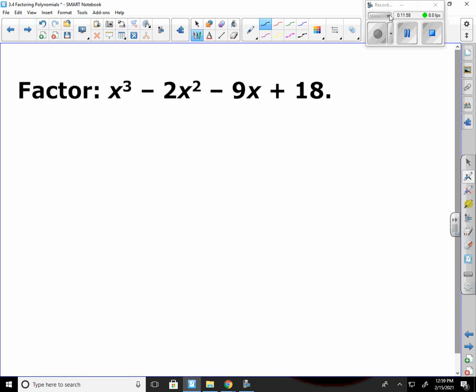Let's try this one out. So in order to do this one, I group the first two together and then the back two together. What can I pull out of the front? I can pull an x squared out. I had 3 x's. I pulled 2 out. That leaves 1 left. I had 2 x's. I pulled both out. That leaves minus 2.